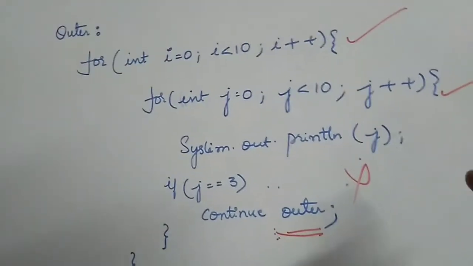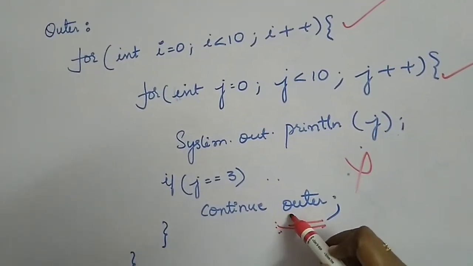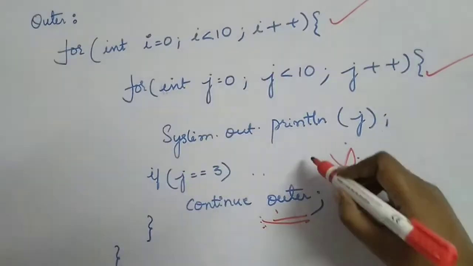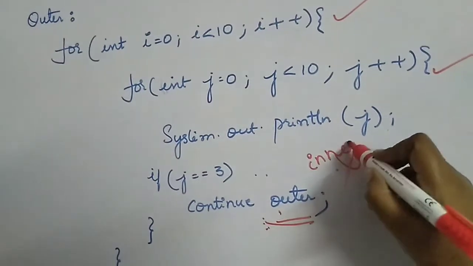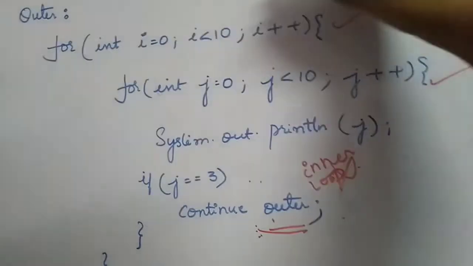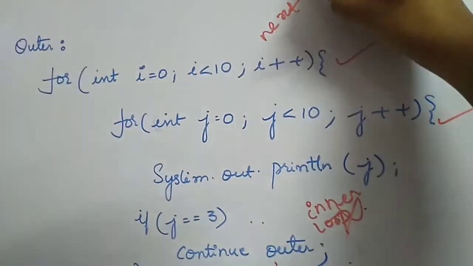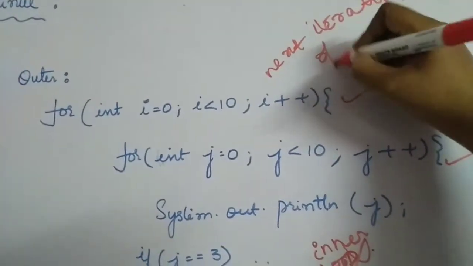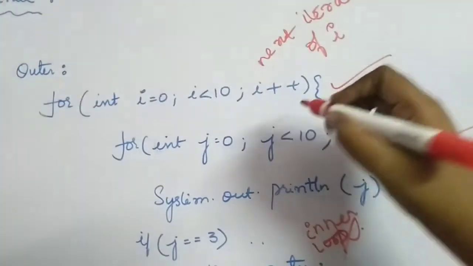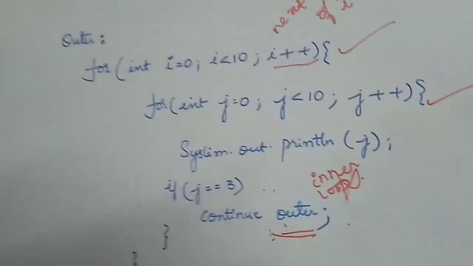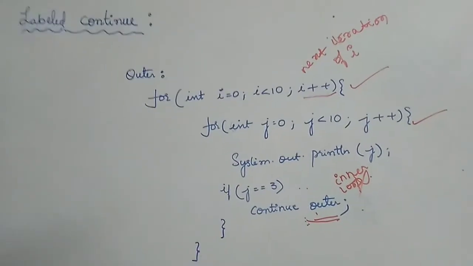I want you to understand this. Since we said continue outer, the inner loop will be completely terminated, and the control goes to the next iteration of i. That happens after incrementing i and checking the condition and all that. So this is how the labeled continue works.